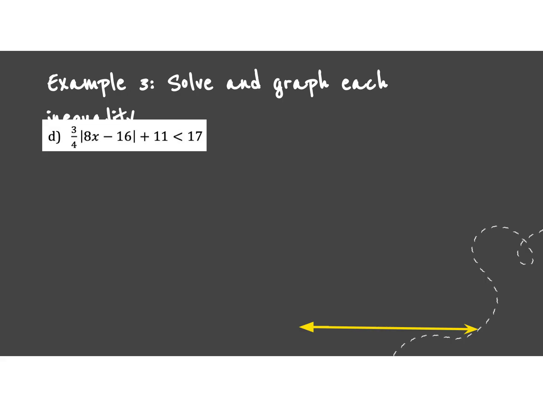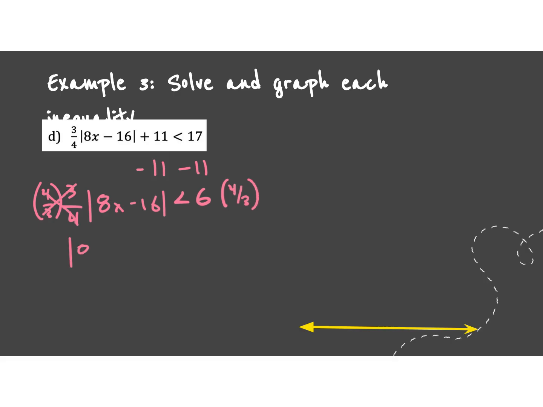For this one, yes, there's a fraction. Don't panic. Okay? This is doable. So I want to subtract 11 and get 6. When I multiply 4/3, that's going to cancel that out. So that's going to be 8. So I'm going to have 8x minus 16 less than 8.